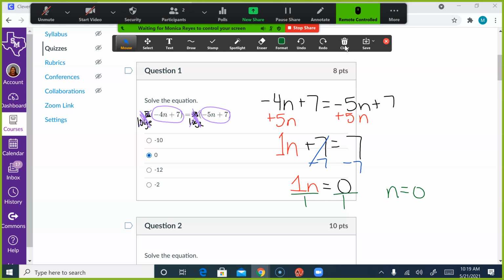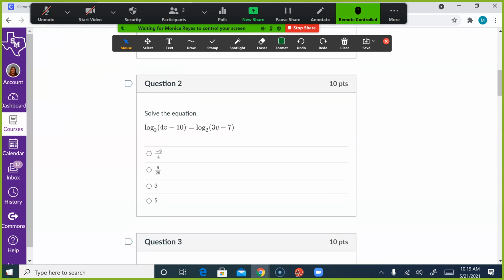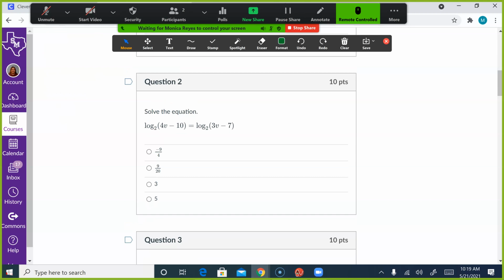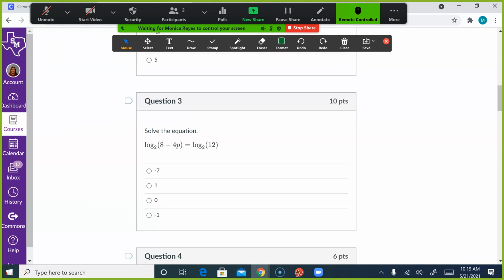Cancel out the bases, because they'll be the same. They have to be the same. So you'll have the same subscript on both of them, cancel them out, set them equal to each other, and solve for x.